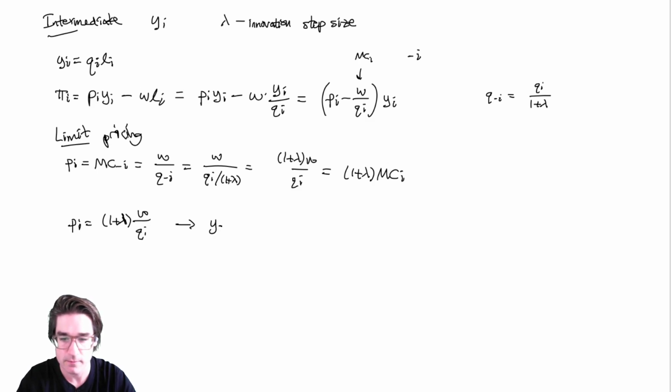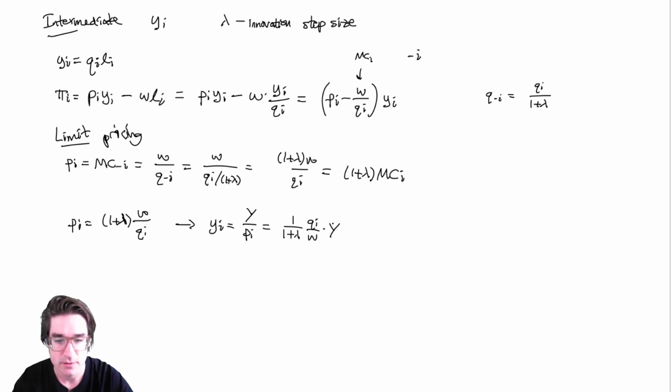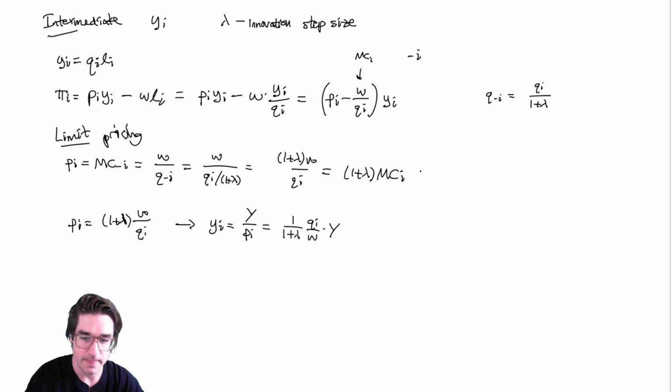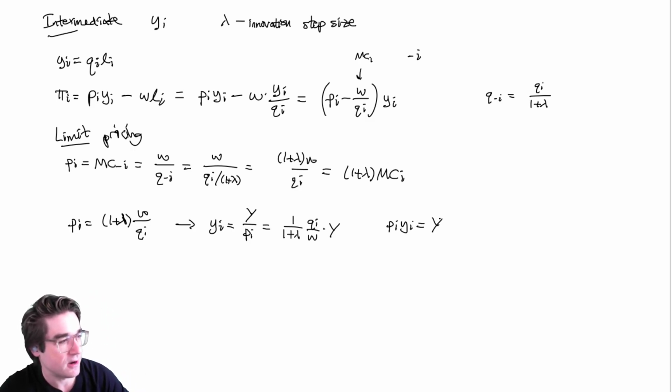From the demand function from the aggregating firm, which says that little yi is equal to capital Y over PI, we're going to get this. Now 1 over P is 1 over 1 plus lambda times QI over W, so yi is 1 over 1 plus lambda times QI over W times Y. That's how much they're producing. But regardless of anything we found with regards to pricing, it's always going to be true that PI times yi is equal to Y. The revenues are still always capital Y.